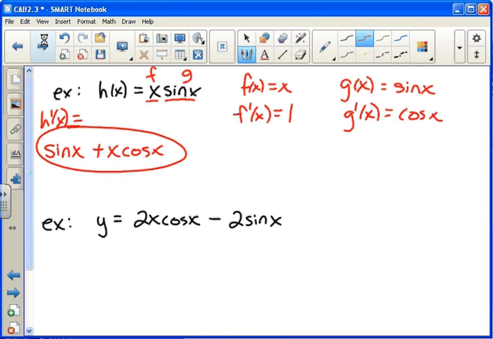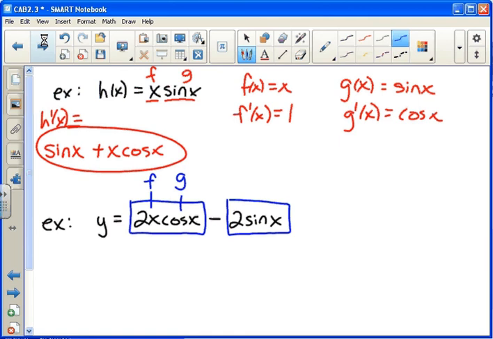Now in this third example for product rule, we have 2x cosine x minus 2 sine x. And remember, when you're adding or subtracting, you are allowed to treat them separately. So I can treat this as one problem and this as a completely other problem and then just subtract my results. So if you look at the first blue box, 2x cosine x, that piece does require the product rule. So let's go ahead and do it. I'll call 2x f and I'll call cosine of x g. So f of x equals 2x, g of x equals cosine of x. So f prime is 2, and g prime is negative sine x.